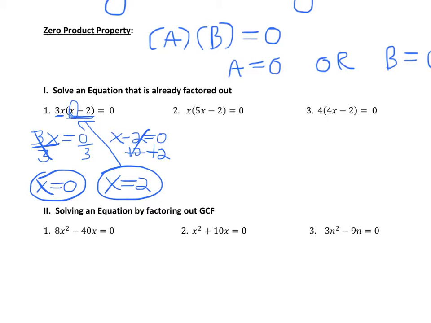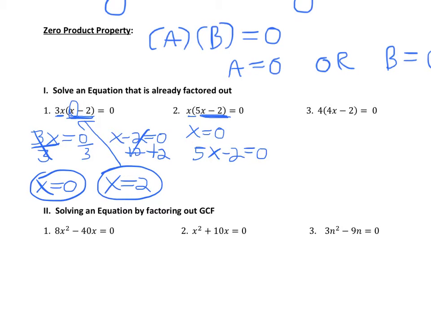Okay, let's take a look at number 2. We have x times the quantity 5x minus 2 equals 0. This x is the GCF. Let's set the GCF equal to 0. You really can't do anything to that: x equals 0. Then we take the second factor, what we have on the inside, 5x minus 2, and set that equal to 0.